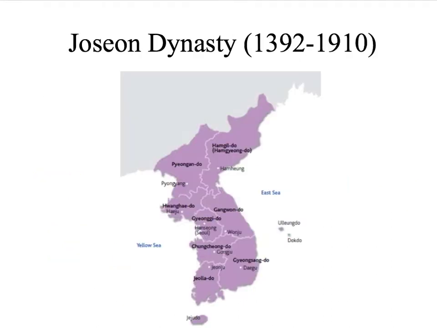Okay, so take a look at this map of Korea. There are a few things that are interesting here. One, you can see Seoul in the very center, and this was the capital of the Joseon Dynasty. It's also the capital of South Korea today. North Korea has a capital in Pyongyang, further to the north.